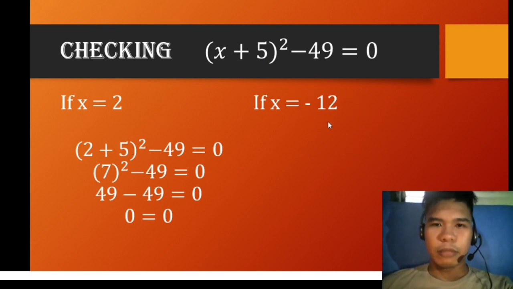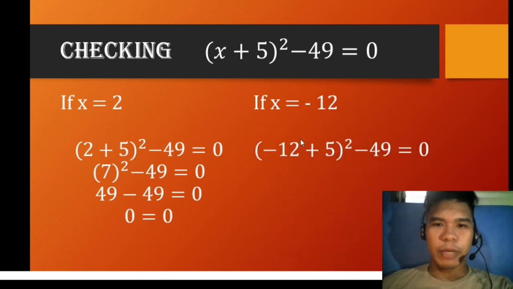Next, let's use negative 12. So let us substitute negative 12 for x. So this will become quantity negative 12. So your x now became negative 12 plus 5 quantity squared minus 49 equal to 0.